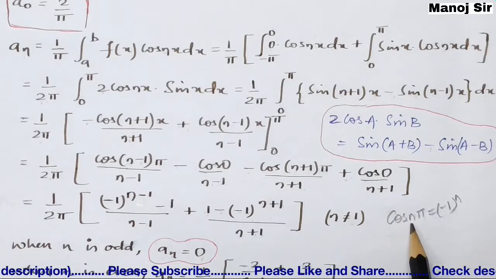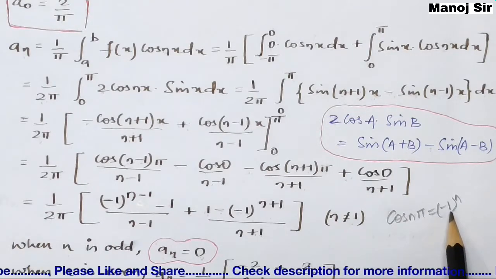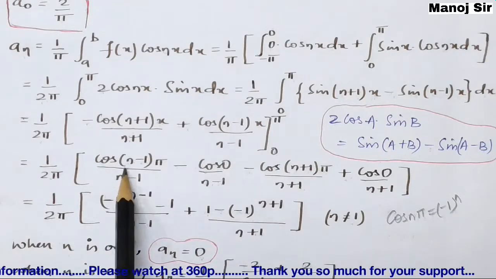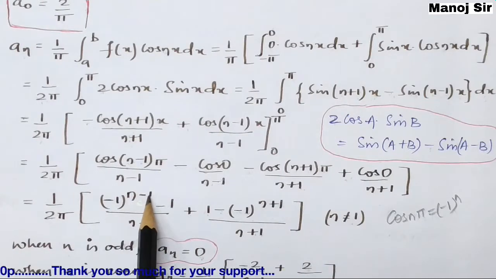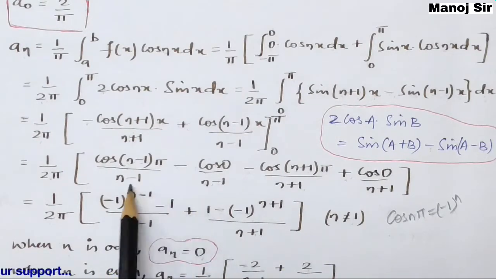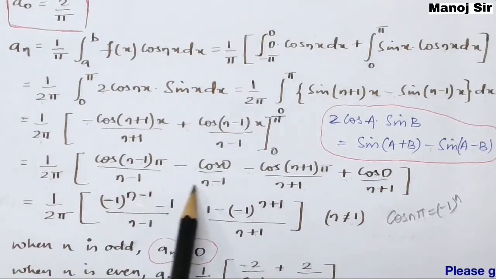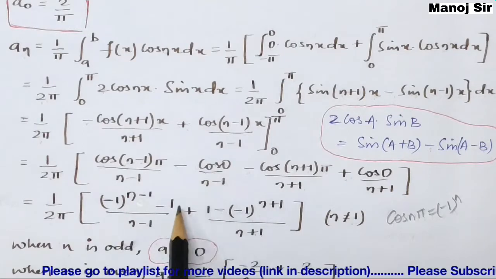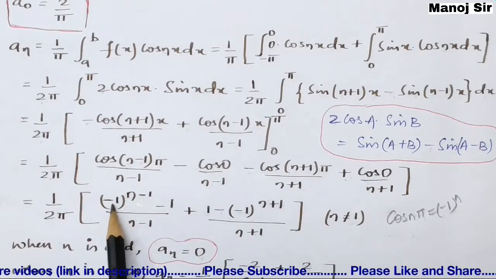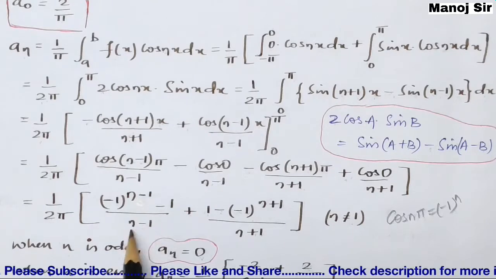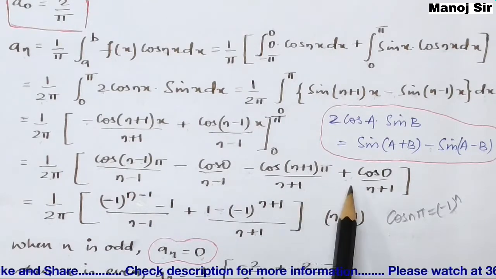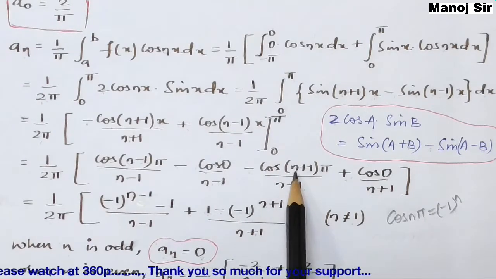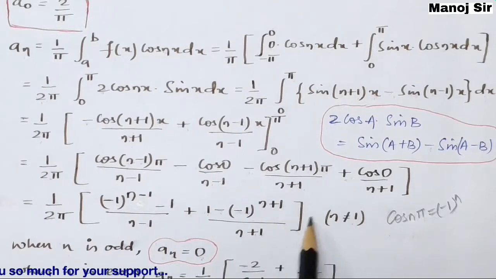Since we know that cos of n pi is minus 1 power n, cos of n minus 1 pi will be minus 1 power n minus 1. So taking LCM common for these two terms, that is n minus 1, this is going to be minus 1 power n minus 1 and this is going to be 1, since cos 0 is 1. So this is minus 1 power n minus 1 minus 1 upon n minus 1. Again we will take this: cos 0 is 1, and this is minus 1 power n plus 1, upon n plus 1.